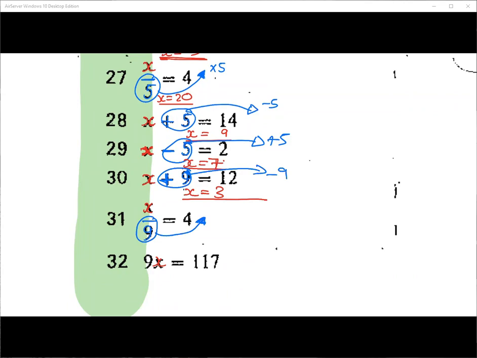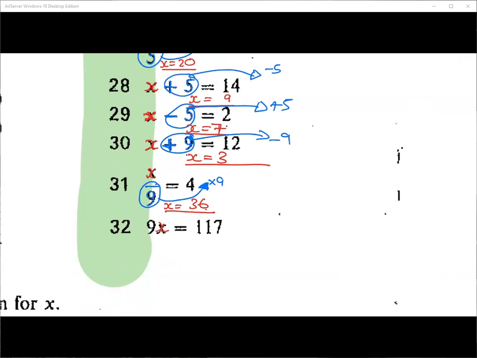31. You're doing dividing, so you have to do 9 times 4 equals 36. So the x equals 36. Excellent. Well done. Mr. Hasib, 32 is yours. Go.